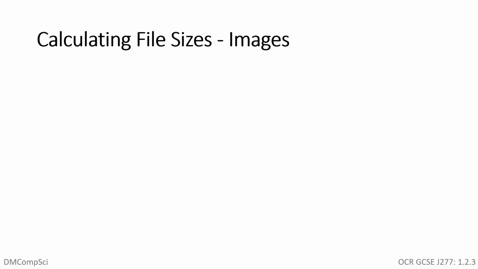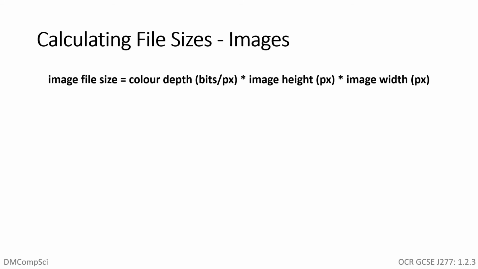The next formula you need to know about is for calculating the size of an image file. The formula for this is image file size equals color depth in bits per pixel multiplied by the image height in pixels multiplied by the image width, also in pixels. We'll talk more about color depth later on in another video, but for now you just need to know how this equation works. So here's the example.